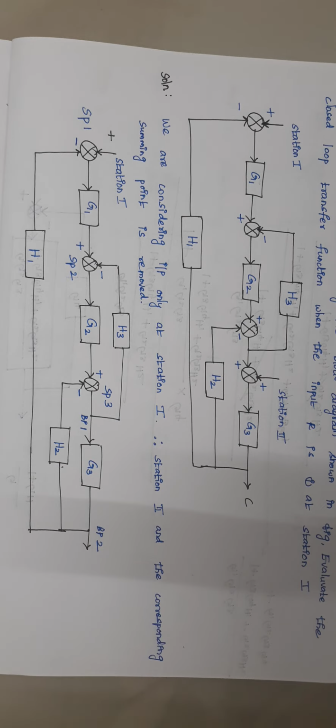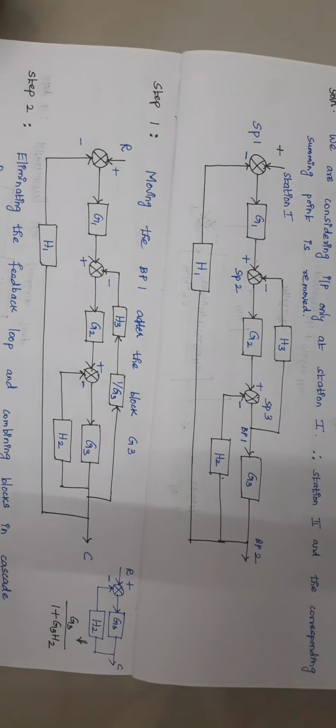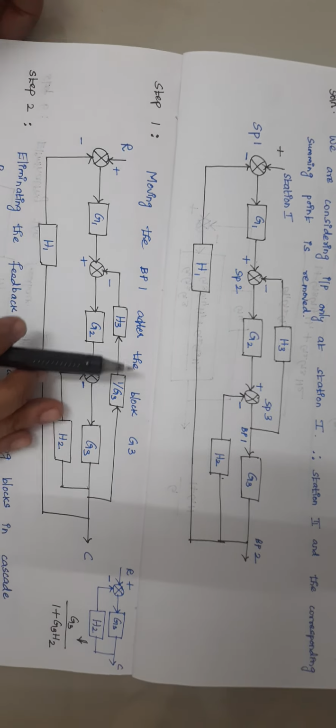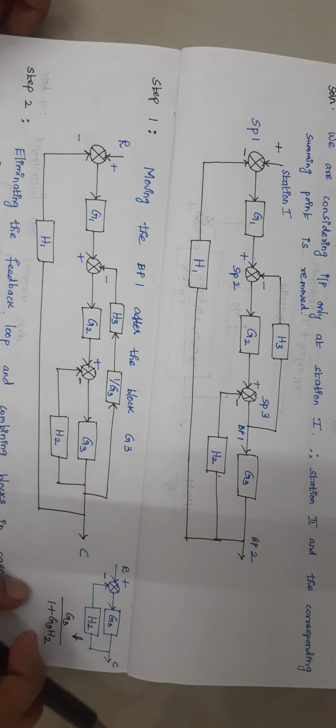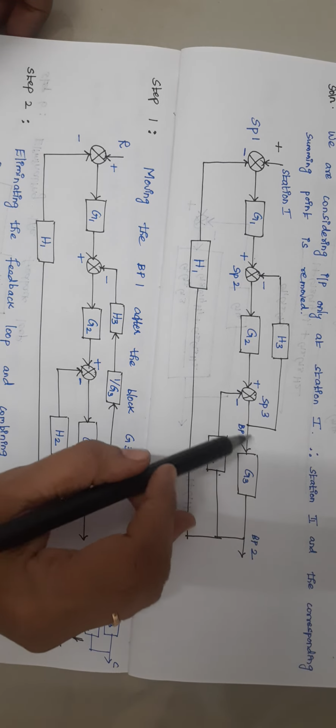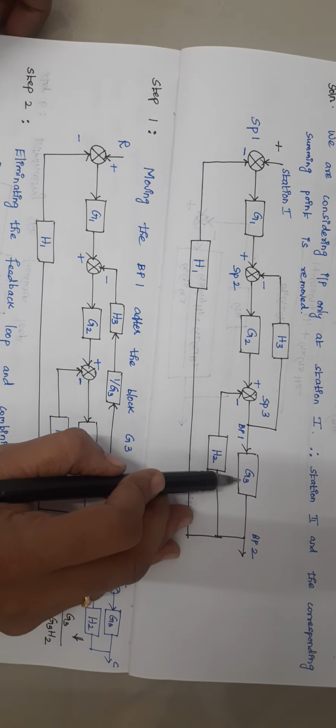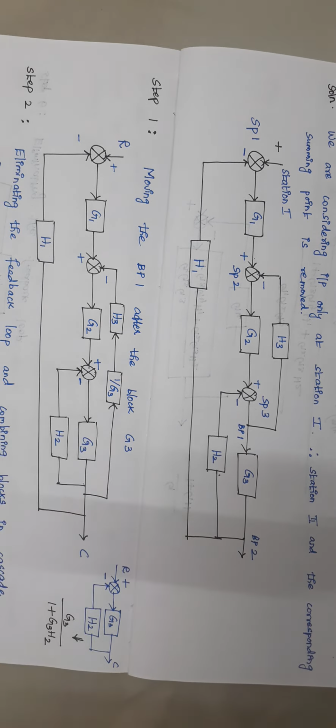Then our next step is moving the branch point 1 after the block G3. So here, this is our branch point, right? I am going to move this branch point after the block G3. So what is the procedure to move a branch point after the block? We have to include the reciprocal.